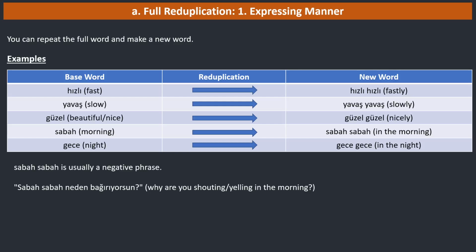So, Megan's example. Gece gece gürültülü olmak çok kaba. Correct? Being noisy, being loud in the night, like too late, when it's too late, is very rude. Correct.